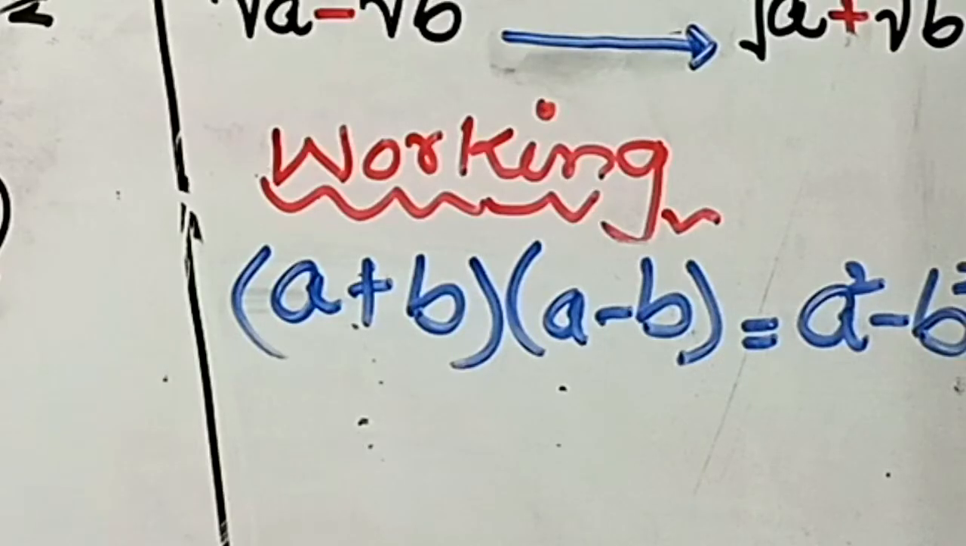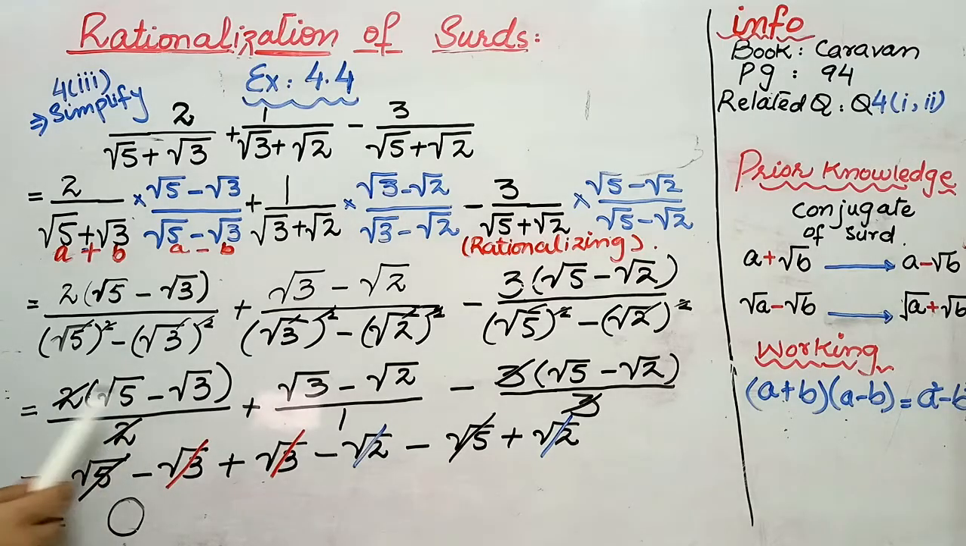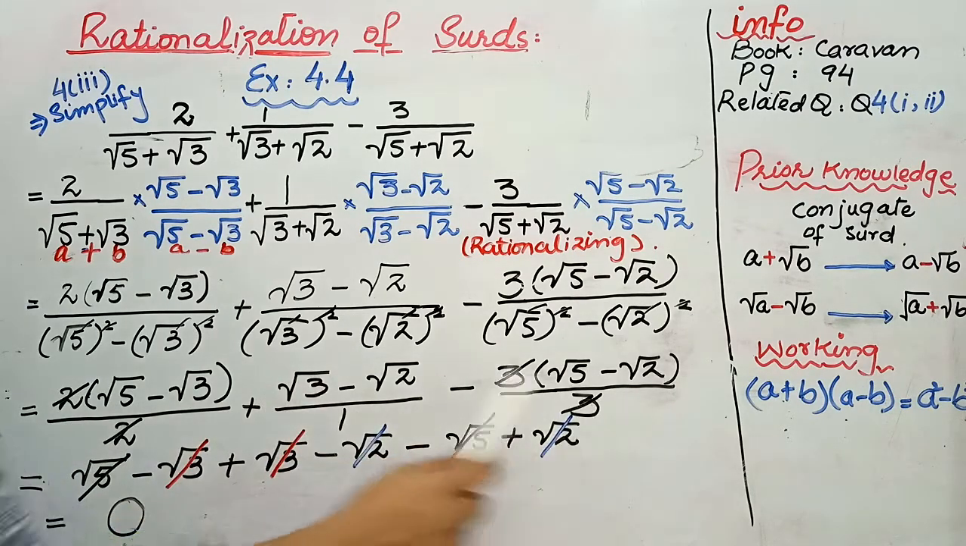So that formula will be coming: a plus b into a minus b is equal to a square minus b square. Fine. So the same will be cancelled and we are having at the end 0.